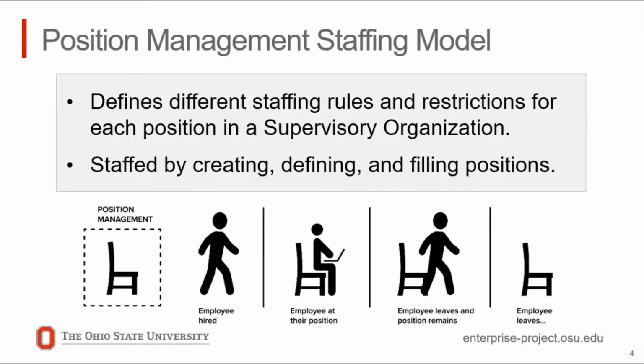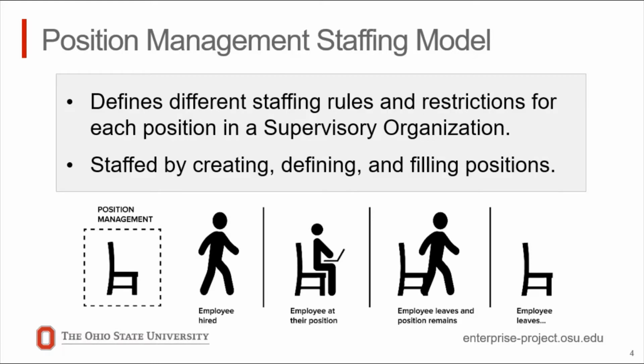There are two staffing models in Workday: position management and job management. The position management staffing model is a structure that defines different staffing roles and restrictions for each position in an organization. Position management organizations are staffed by creating, defining, and filling positions. A position is described as the chair that a worker fills when he or she is hired. The chair remains, even when the worker leaves, for example, through a job change or separation. This graphic shows what the process may look like.